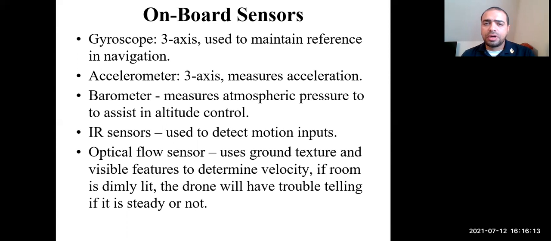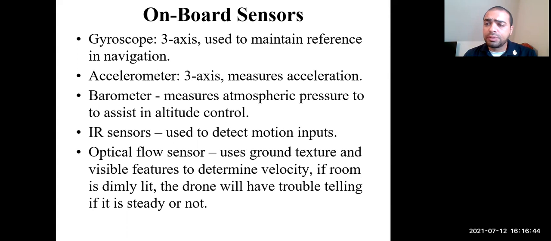So these are actually used in autopilot programs that use different methods, like for instance, H2 method or different other methods in advanced control systems. Barometer measures atmospheric pressure to assist in altitude control. Of course, now all of these are used to help stabilize the drone.